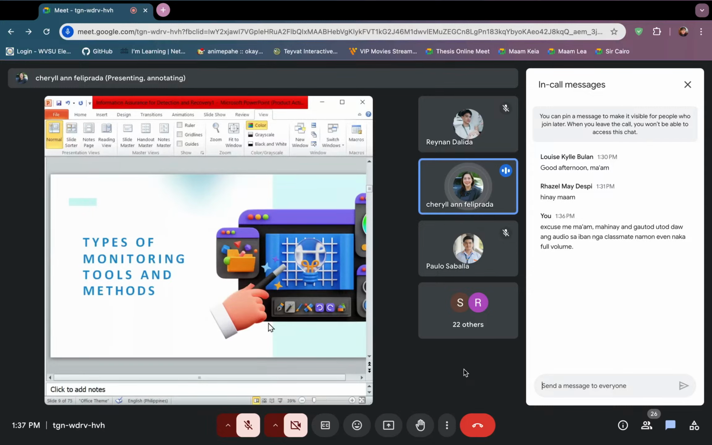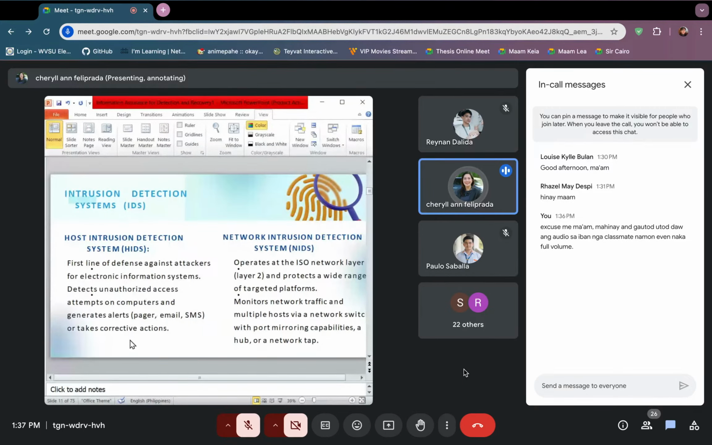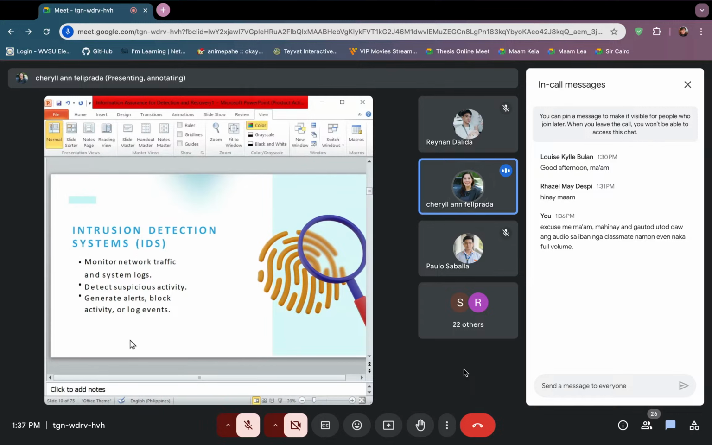We have the so-called types of monitoring tools and methods. First and foremost is your IDS, which we have already in our OES, the intrusion detection system. Its function is to monitor network traffic and system logs, also to detect suspicious activity and generate alerts, log activity, or log events.